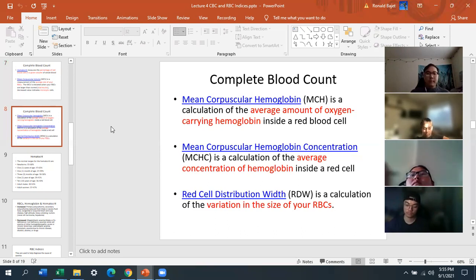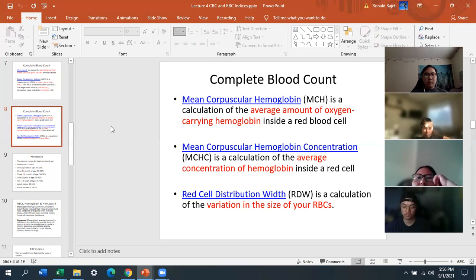But the MCH is only a measurement of the oxygen carrying hemoglobin. Okay, so you know, hemoglobin is either, remember, going to the tissues, it has oxygen, and on the way back to the lungs, it doesn't have oxygen. So there are two types of hemoglobin. Well, the MCHC is a measurement of those two types of hemoglobin, whether or not it's oxygen carrying. So MCHC is a total amount of hemoglobin. MCH is a measurement only of the oxygen carrying hemoglobin, on the way to the tissues.